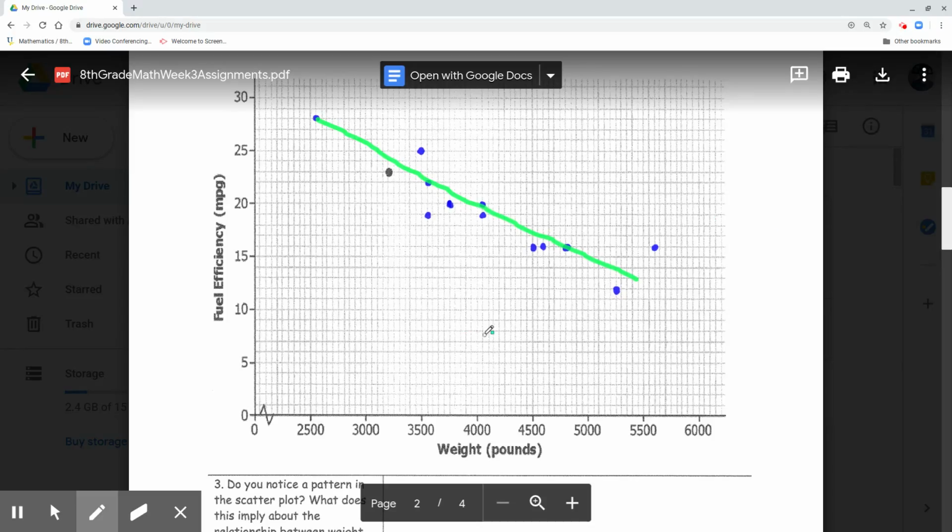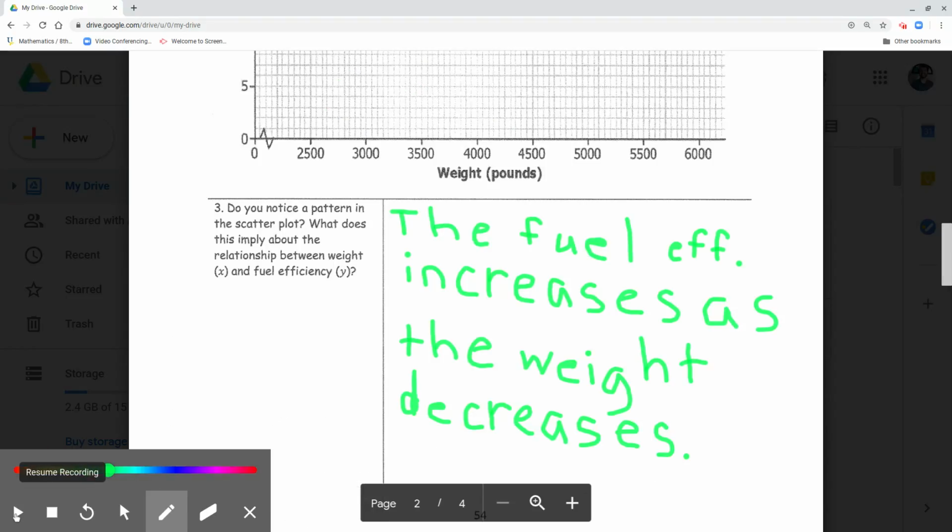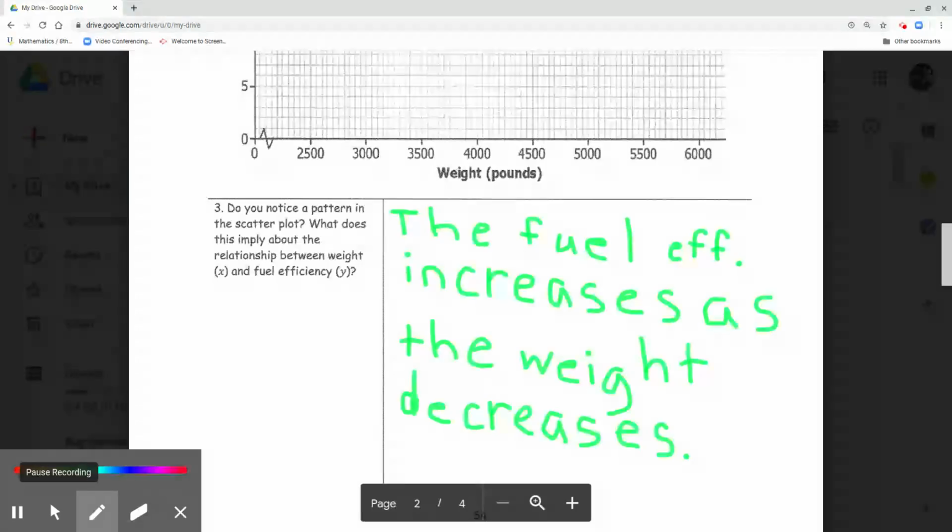I'm going to go ahead and scroll down to the bottom and show you what I wrote for my answer for that. Okay, everyone, so here's what I wrote for my answer to question number 3. I put that the fuel efficiency increases as the weight decreases. And remember, you could have put that as the opposite if you chose to. Both answers would have been fine.